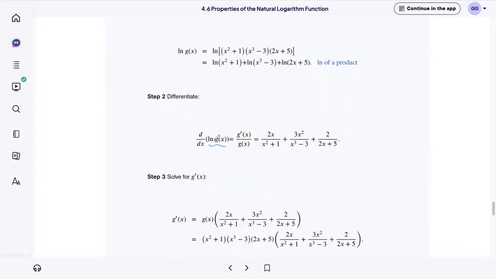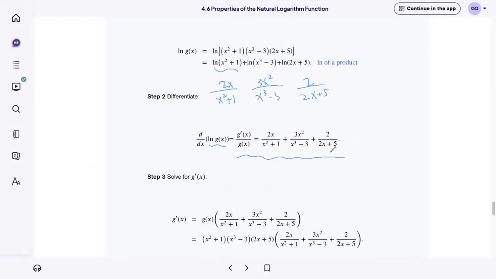What do we get? Remember, the derivative of ln of something is 1 over something times the derivative of something. So that is g prime of x over g of x. Then the derivative of this one is 1 over x squared plus 1 multiplied by the derivative of x squared plus 1, which is 2x. And the derivative of this one is 1 over x cubed minus 3, multiplied by the derivative of x cubed minus 3, which is 3x squared. And then this one, 1 over 2x plus 5, multiplied by the derivative of 2x plus 5, which is 2.